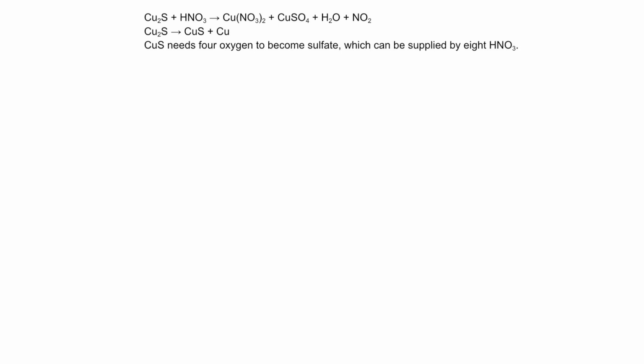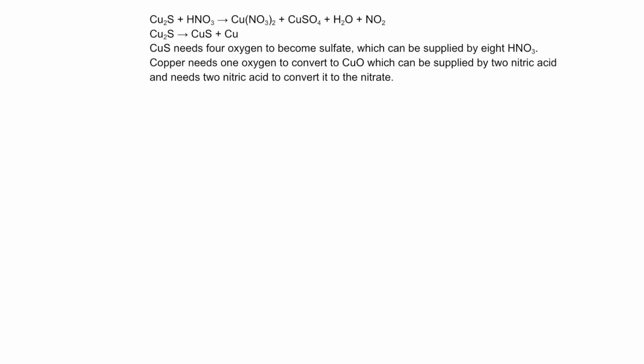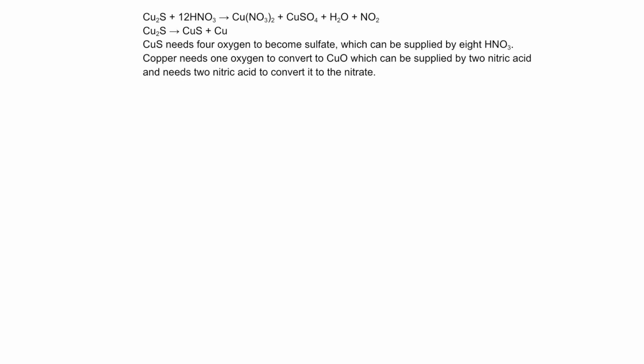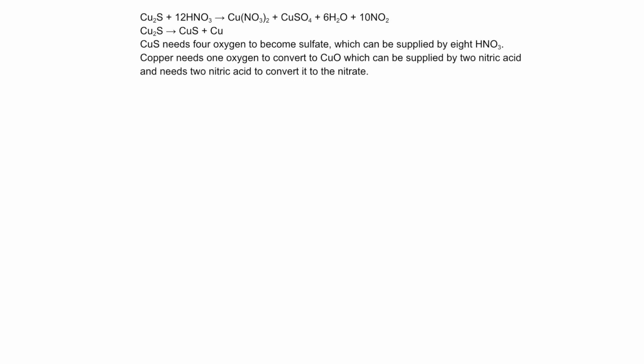So the copper sulfide, to become sulfate, needs 4 oxygen, which can be supplied by 8 nitric acid molecules. And the copper, to turn into copper nitrate, needs to react with 4 nitric acid to give copper nitrate, NO2, and water. So basically what we can do is just sort of add the equations up, and it's pretty easy after that.